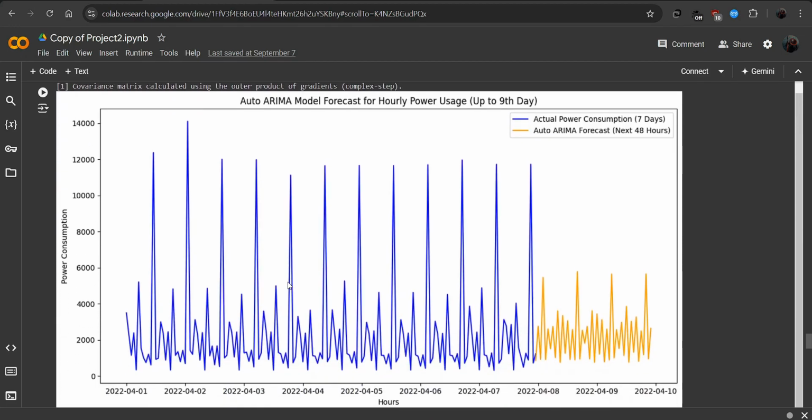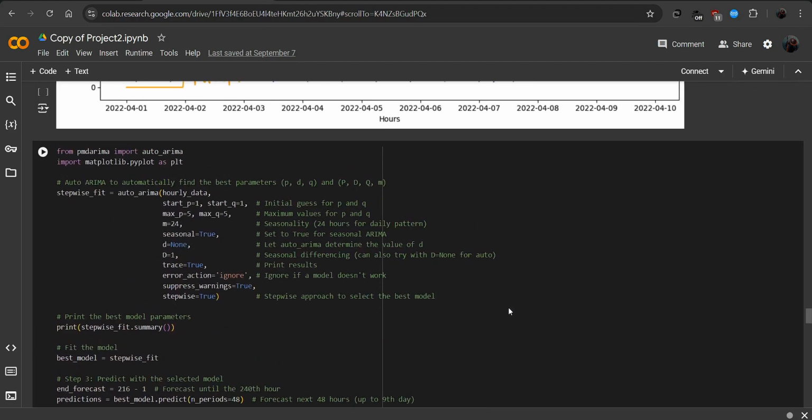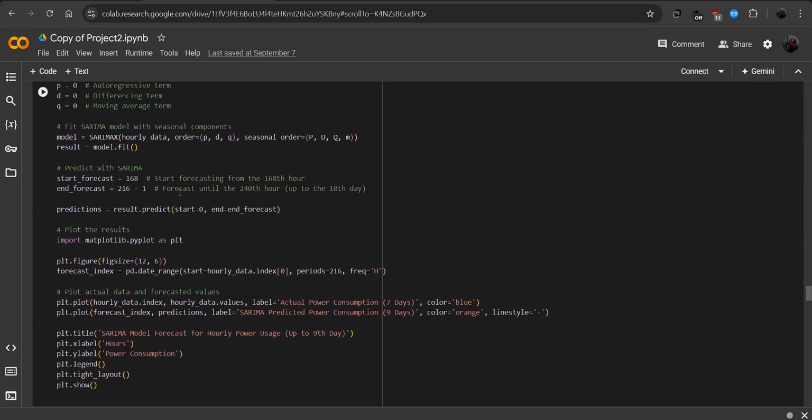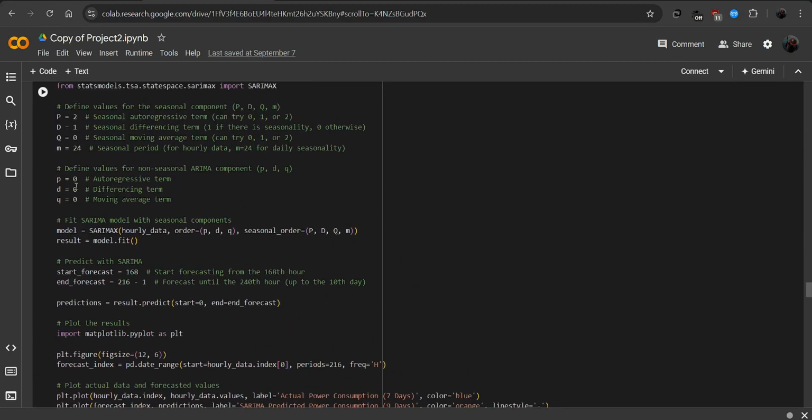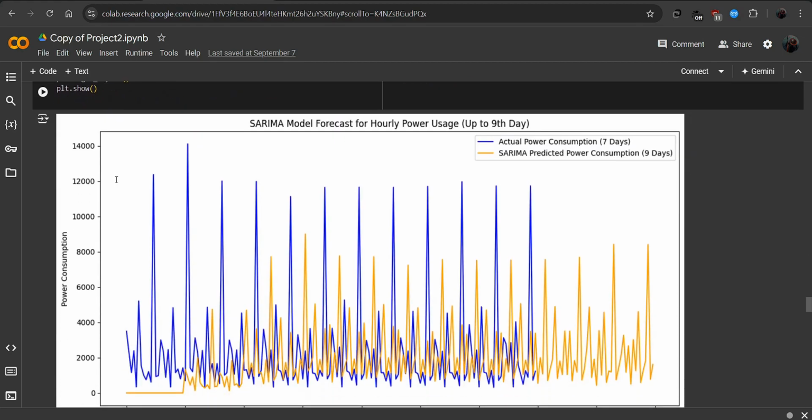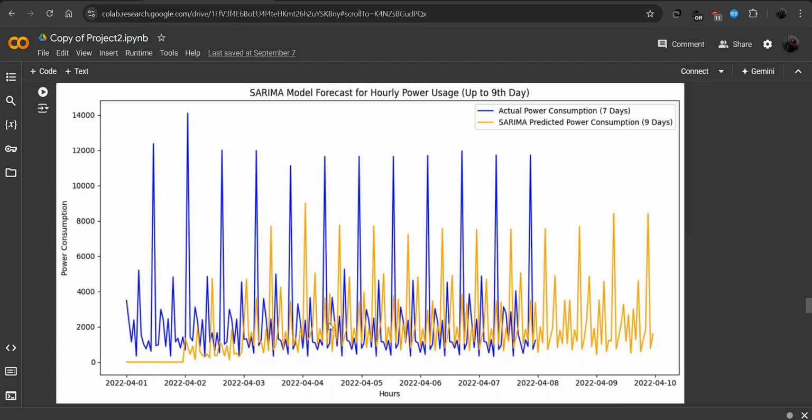The result that we get by using Auto-ARIMA forecast was something like this. Whereas, if we applied S-ARIMA model by including the PDQ values as 000 and capital PDQ values as 210, we get the predictions such as something like this.